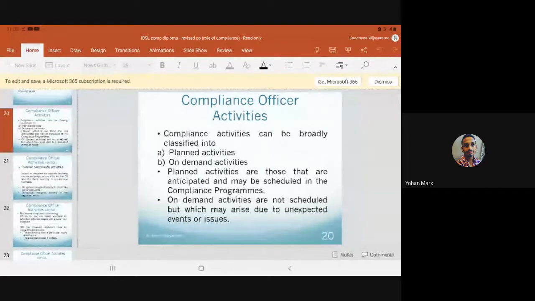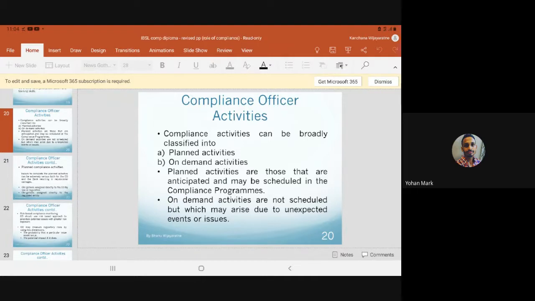So we are basically discussing the compliance activities. As you would see, the compliance activities can be broadly classified into two segments, which are called planned activities and on-demand activities. By virtue of the meaning given there, planned activities are pre-planned activities, those that are anticipated and may be scheduled in the compliance program.